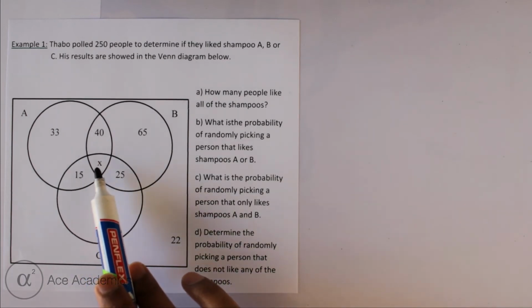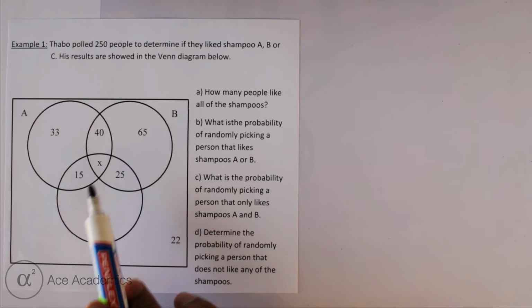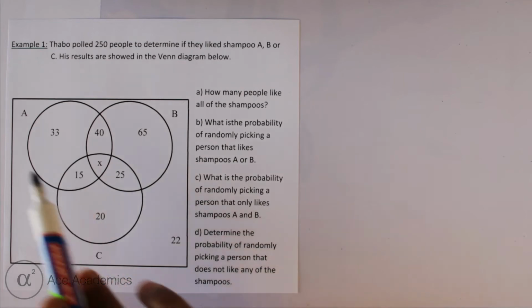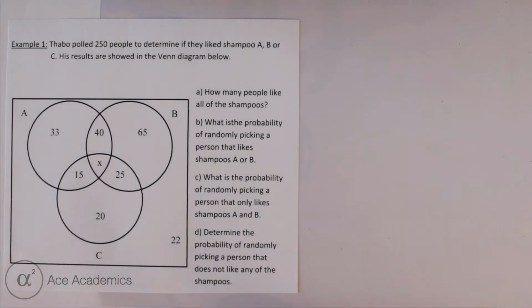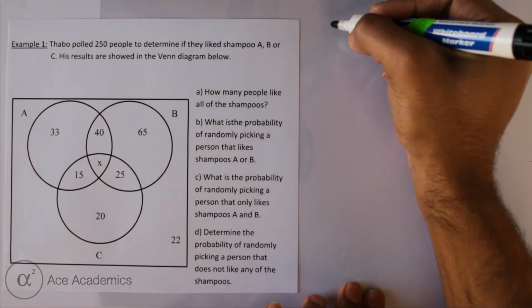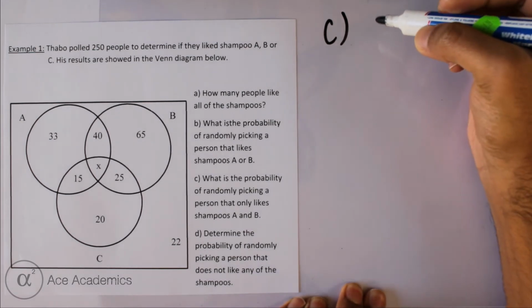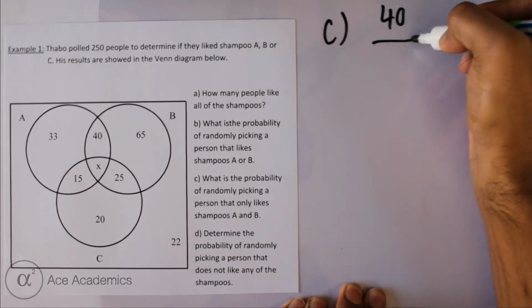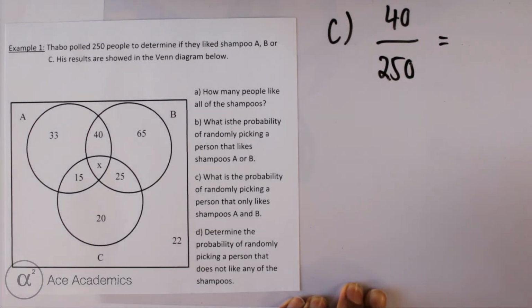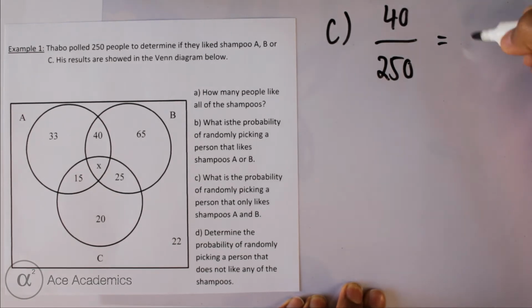Now, why isn't it including the X as well? Well, the X includes shampoo C as well. So the X is the people that like shampoos A, B, and C. But the question says, what is the probability of randomly picking a person that only likes shampoos A and B? And the amount of people is 40. Now, in order to get the probability, it's the number of people that like shampoos A and B, which is 40, over the total number of people in the survey, which is 250. So your probability is simply 40 over 250, which simplifies to 0.16.